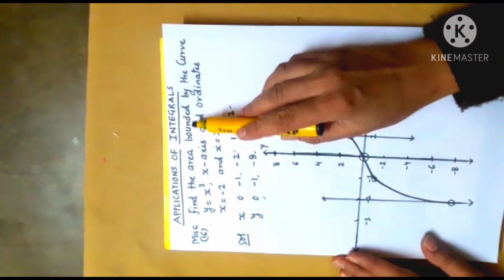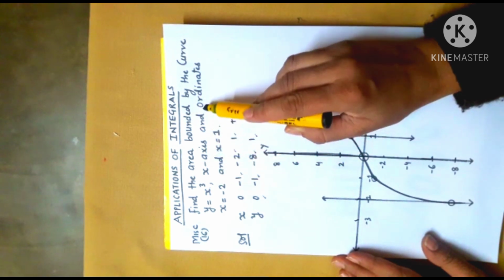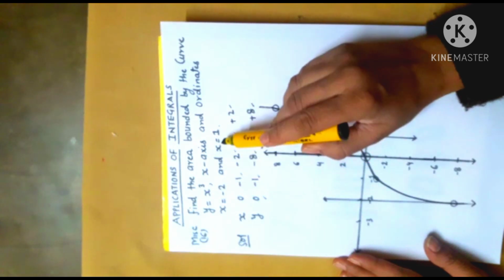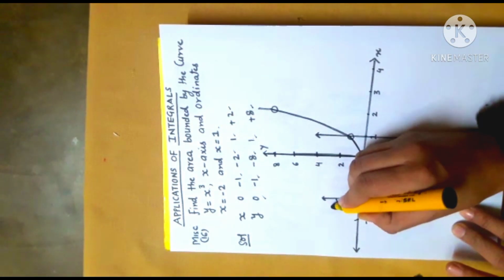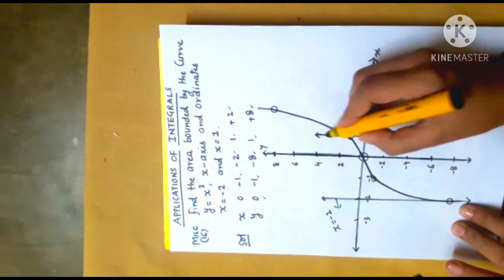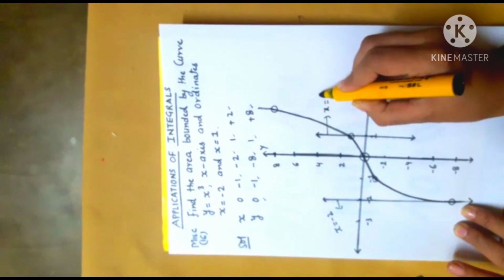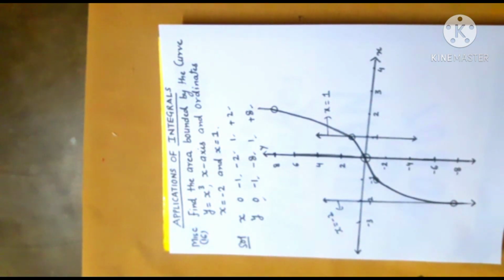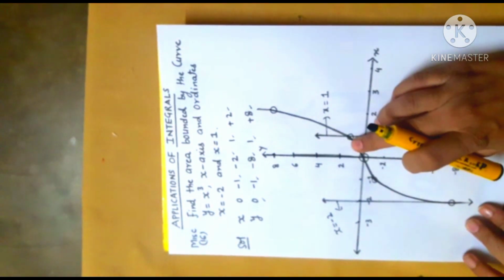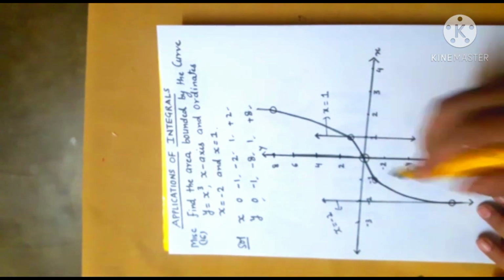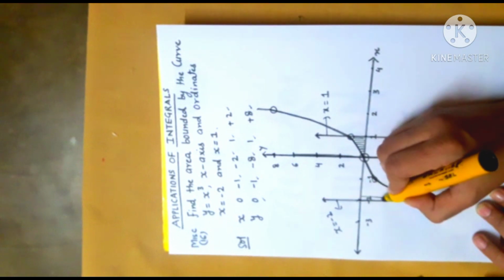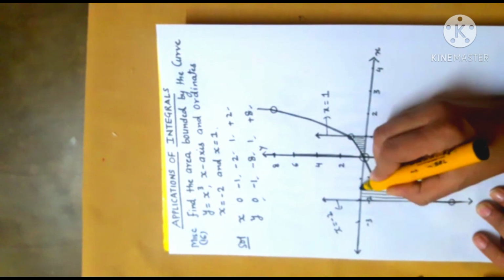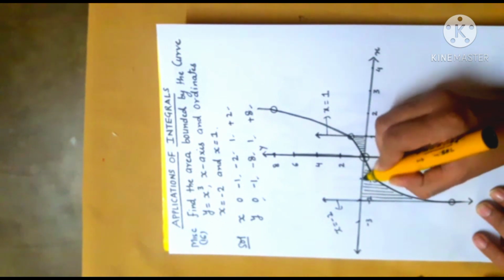Now we are to find the area bounded by this curve, x-axis and the ordinates x equals minus 2 and x equals 1. So this is the ordinate x equals minus 2 and this is x equals 1. Now we have to find the area bounded by this curve, these ordinates and x-axis. The required area is this and this. Right? So we have to find out this area.